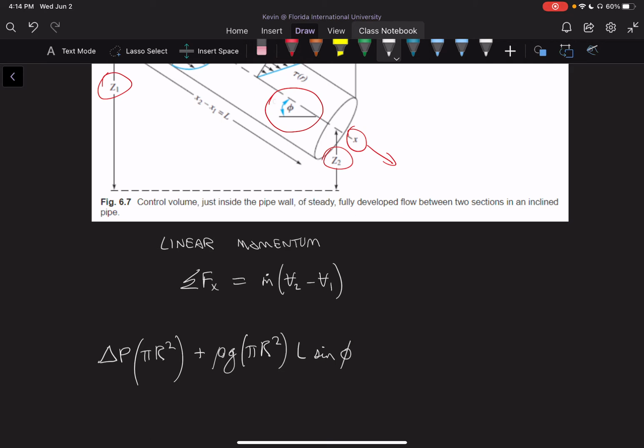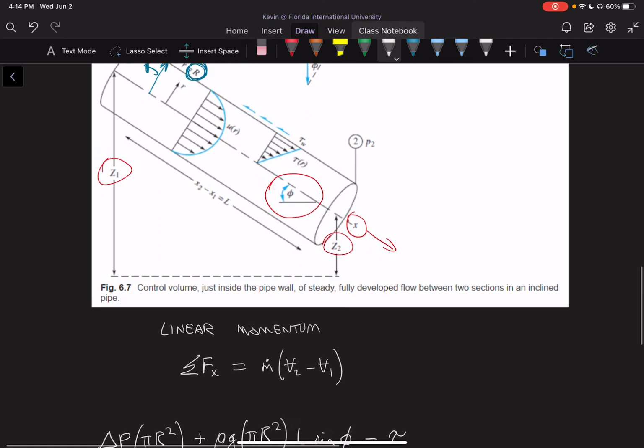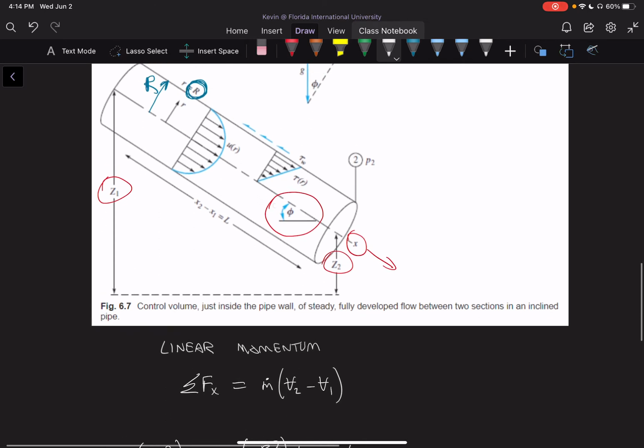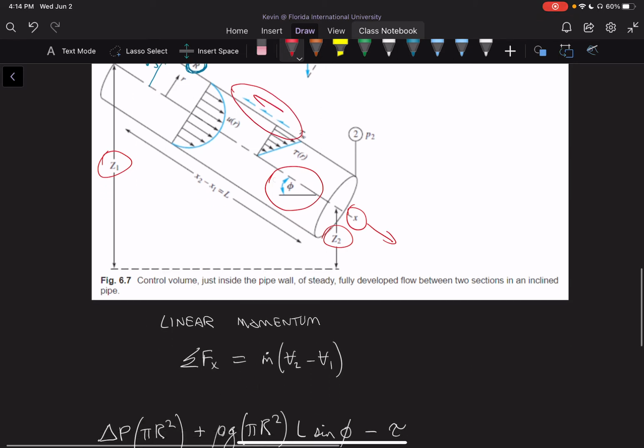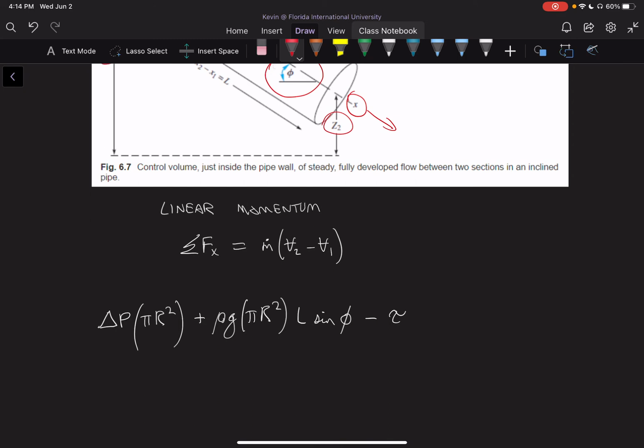And in addition to this term, we're then going to get our force due to shear, once again in the x direction, which is going to be equal to negative tau. Our force due to tau is negative. We see it here: our tau is going towards the left side, it's going up. So we have minus tau of w.